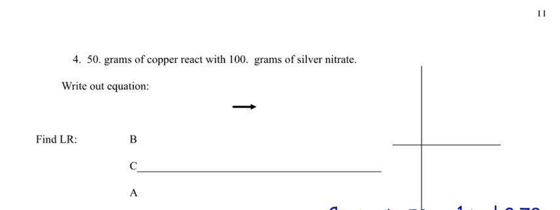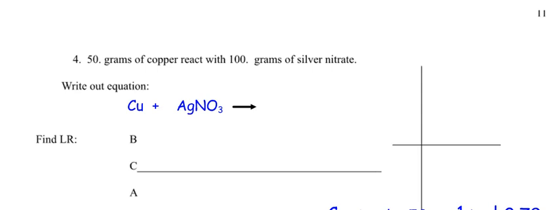All right, so now we have 50 grams of copper reacts with 100 grams of silver nitrate. This should look really familiar. This is what we did on Friday. What is our reaction? So we have copper and silver nitrate. Hey, what's the formula for silver nitrate? What's the charge of silver? What's the charge of nitrate? What's the formula for silver nitrate? That's what I got.